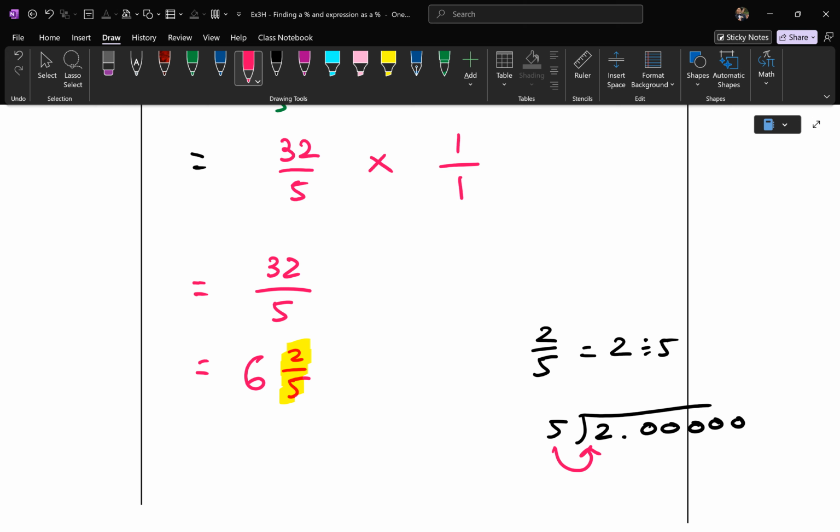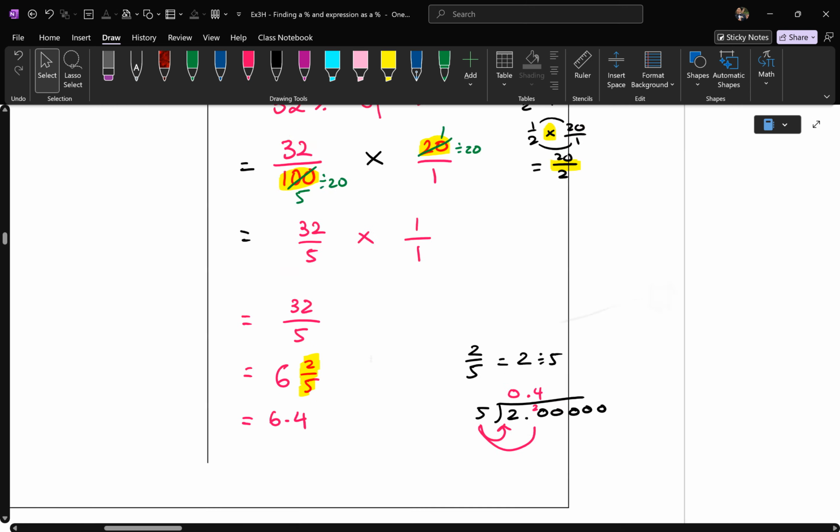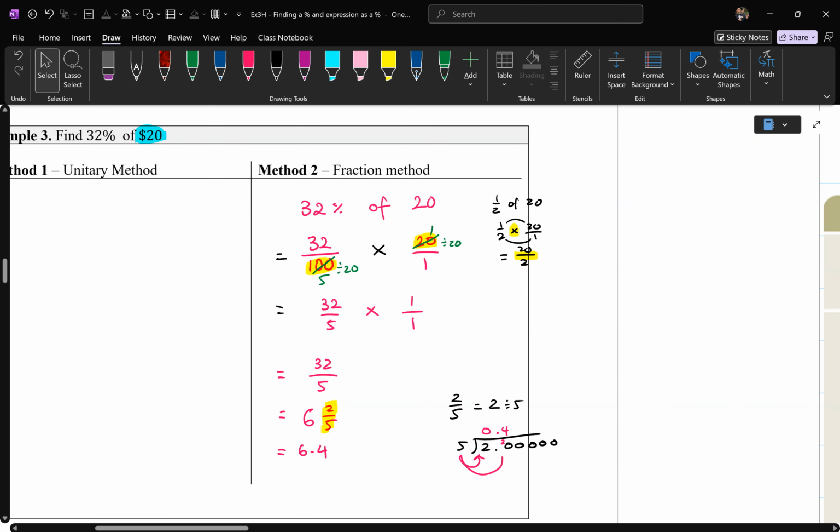0. 5 is too big, so 5 can't fit into 2, 0 times. There's a decimal. You carry the 2 over because 5 can't fit into 2, so that 2 must get carried over. Now that's 20. How many 5s in 20? 4. So it's actually 0.4. So what this answer is, it's 6 units and 0.4, so that's 6.4. This is what the general population prefer, especially people without maths. They just want the labels to tell you 32% of 20 is 6.4.